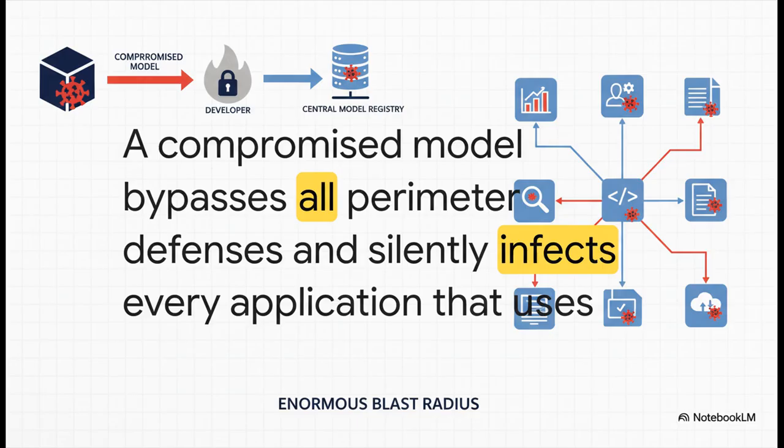And this is the business risk that should keep you up at night. A single compromised model, downloaded by just one developer, can waltz right past your firewalls and all your perimeter defenses. It gets pulled into your central model registry. And from there, it gets deployed across maybe dozens of applications, silently infecting every single thing it touches. The potential blast radius is just enormous.